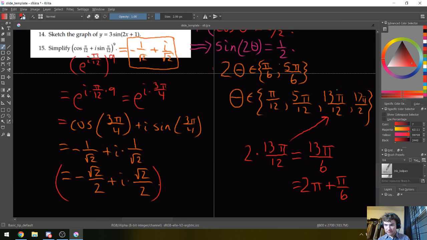Yes, I understand this. Okay, good. So you're happy with that, and you didn't even call me on that typo, 17 pi over 12. Good. Okay, so same thing. If I take 2 times 17 pi over 12, that's 17 pi over 6. That's the same as, let's see, 5 pi over 6, because I've just subtracted 12 pi over 6.